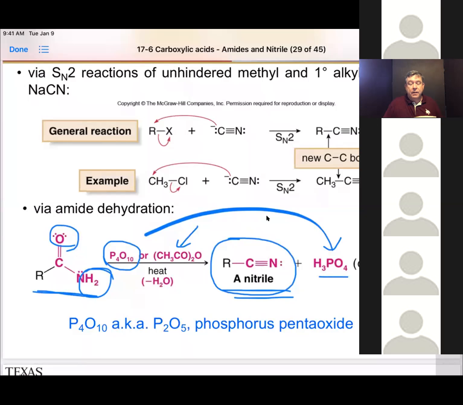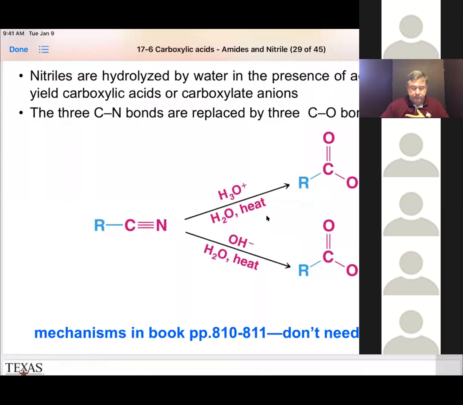Now, nitriles can be hydrolyzed with acid or base, and then they'll go back to our carboxylic acids or our carboxylic acid salt. Okay, so the key thing here is that once we have a carboxylic acid, we can go back and forth between all the derivatives if we know how to do it. As we get to more and more stable amides, we have to hydrolyze them down to carboxylic acids to get them to go back up to everything else.